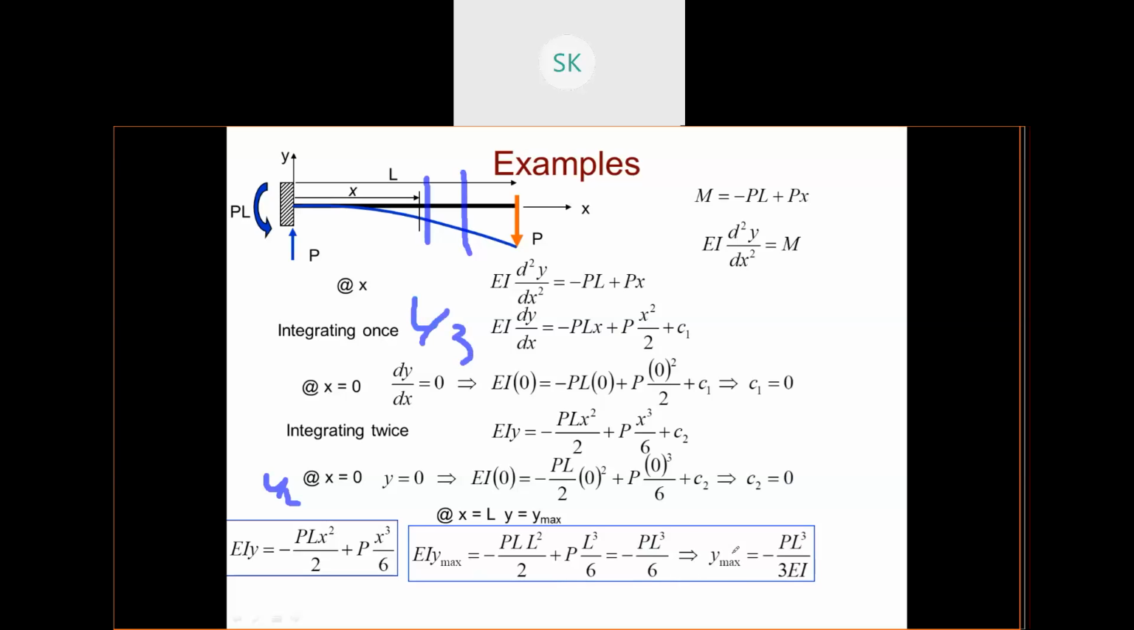Okay, understood. Now they have put x equals L, that means x equals L where the deflection is maximum. So the maximum deflection in a cantilever beam with point load at the free end will be PL cube by 3EI. Understood? Any confusion in this part?